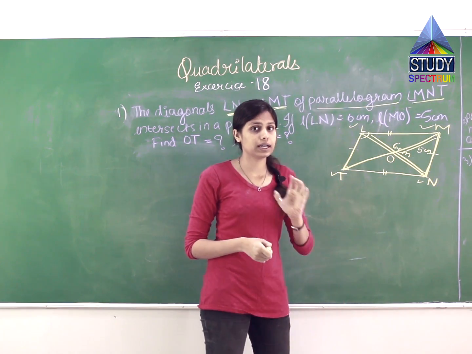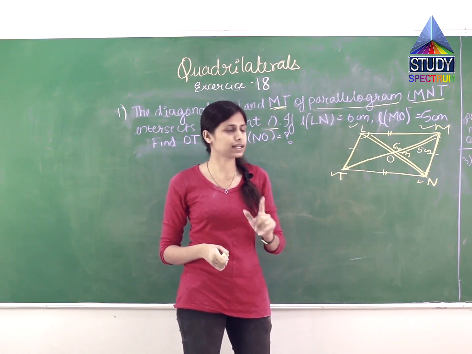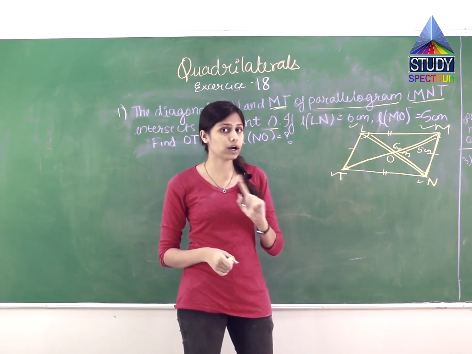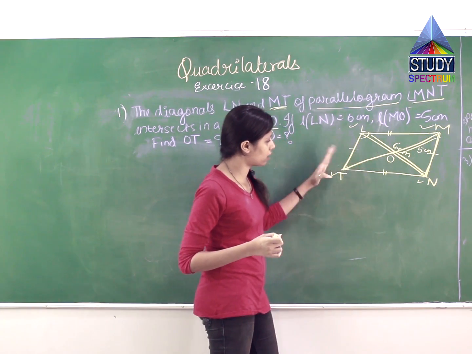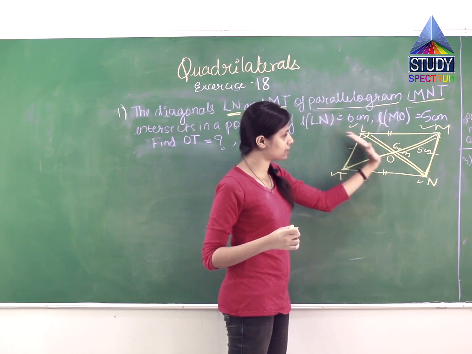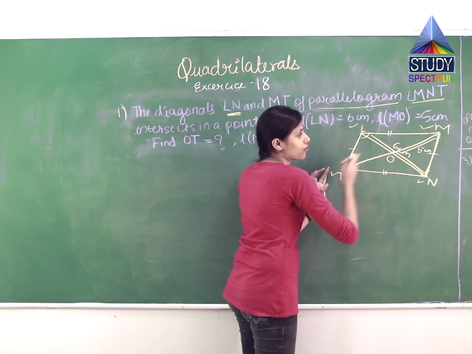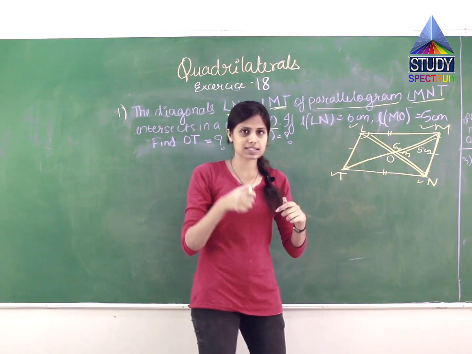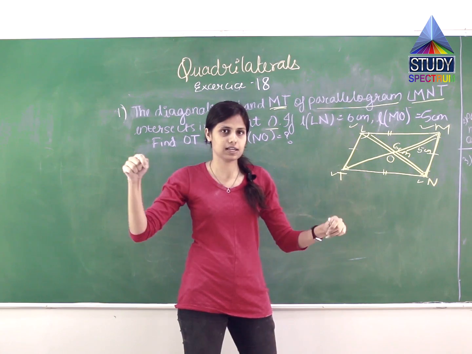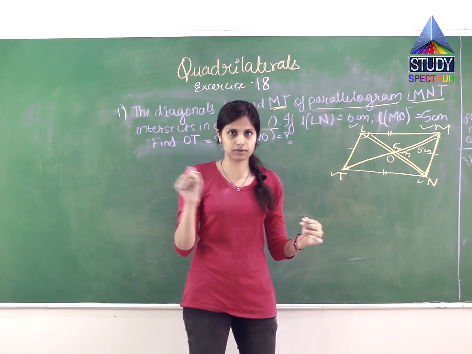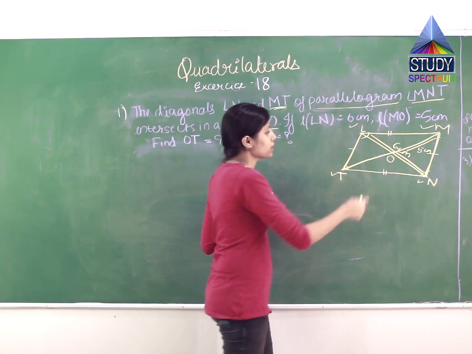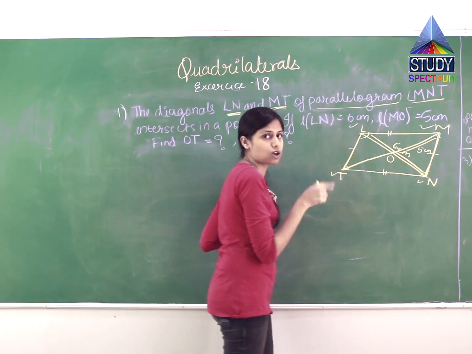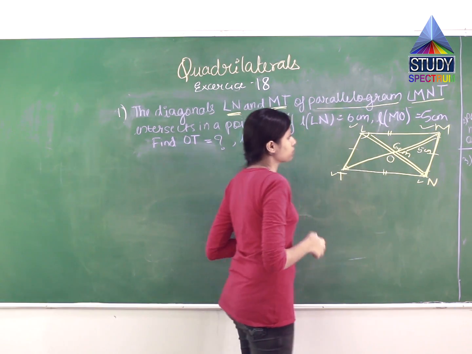Remember, it is in the case of rectangle and square that both the diagonals are equal. Not in the case of parallelogram and rhombus. Look over here. See, this diagonal is a bit longer than this one because the angle is different. This is like stretching a rectangle like this. So the difference between this is larger than this. So this diagonal MT is longer than the diagonal LN.